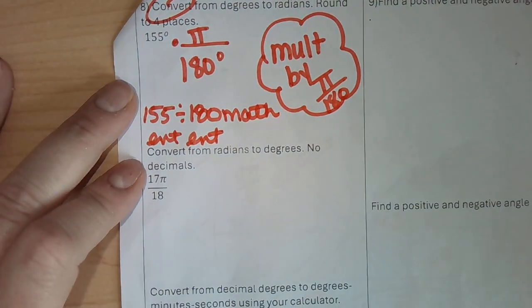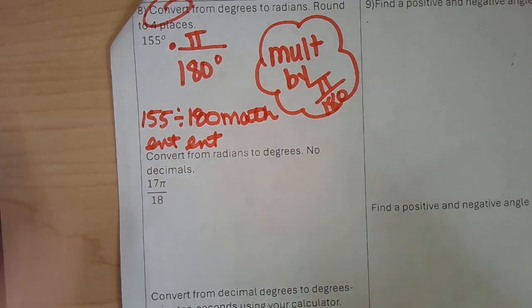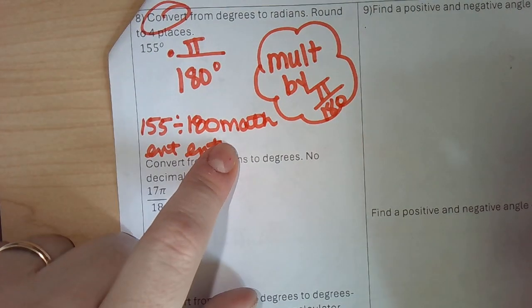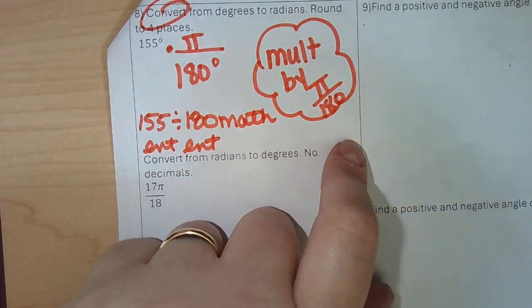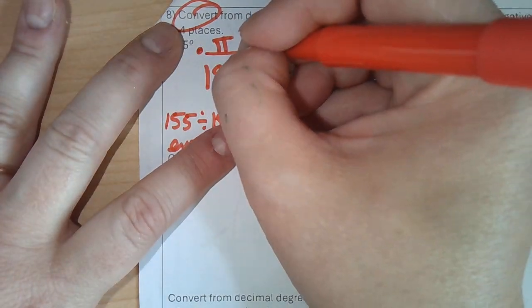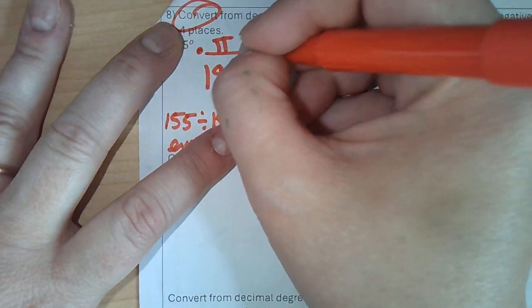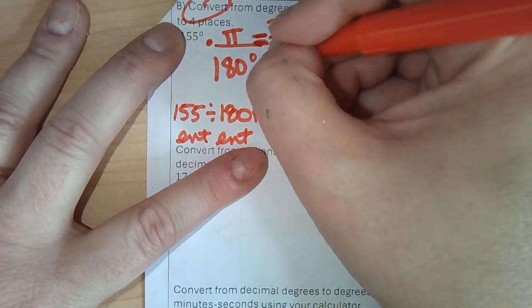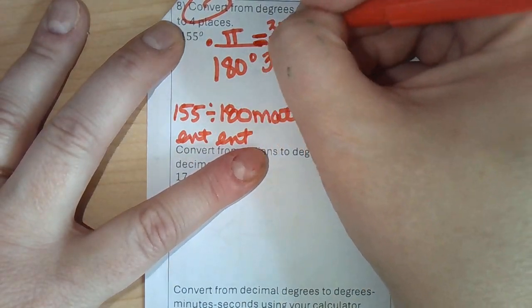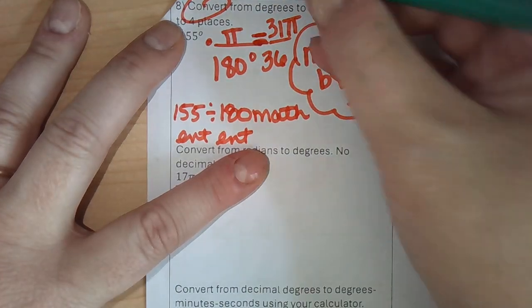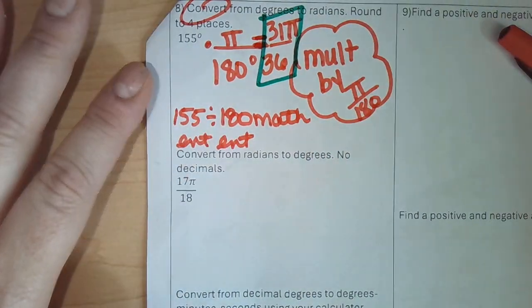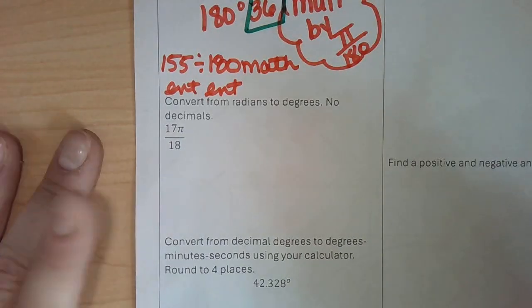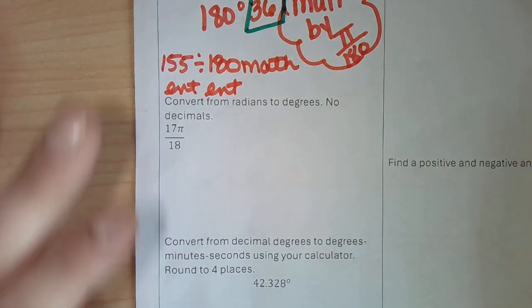And you could try and reduce it in your face. If you try and reduce this in your face, please check using the calculator, just because sometimes our faces do weird things on test days. Okay, so this turns into 31 over 36, and now let's slap a pi on top. Okay, the second one says convert from radians to degrees.